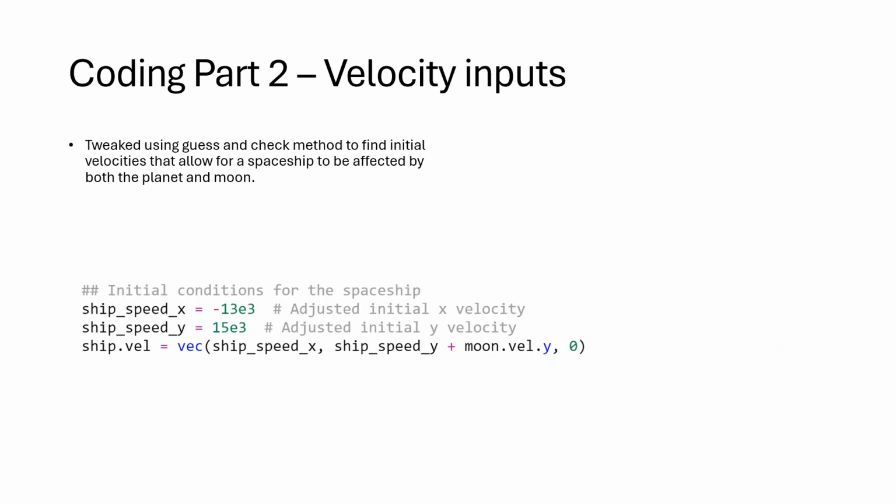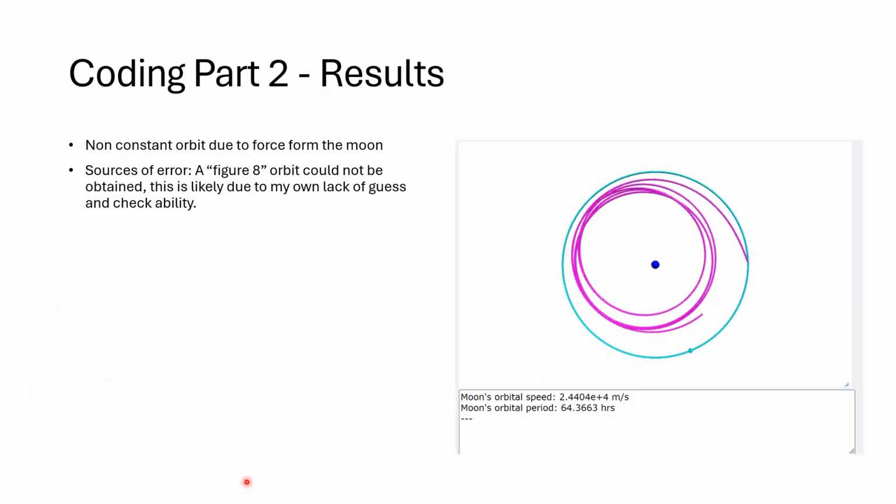In order to find an initial velocity for the ship that allowed it to show that it was being affected by both the forces of the planet and the moon, I just used a simple guess and check method, and I came up with that the ship speed in the x direction needs to be negative 13 times 10 to the 3, and the ship speed in the y direction is 15 times 10 to the 3. The results of this code are shown in the screenshot to the right.